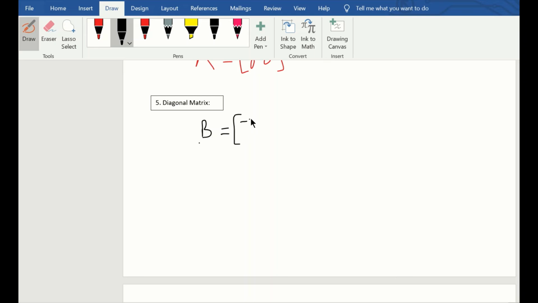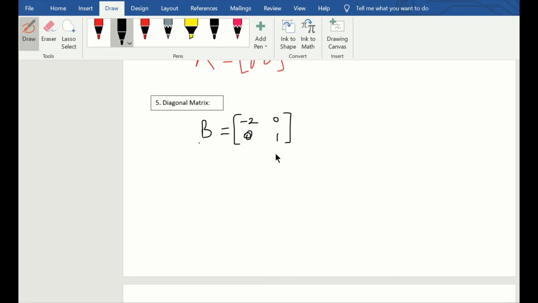Let me use numbers in this case. Now, what you are seeing on your screen is an example of a diagonal matrix. Now, what are diagonal matrices? A diagonal matrix is a squared matrix. As you can see, it's a squared matrix because it has 2 rows and 2 columns.